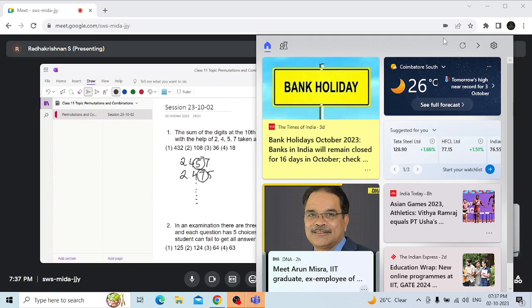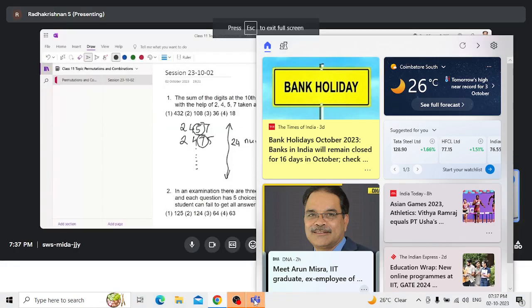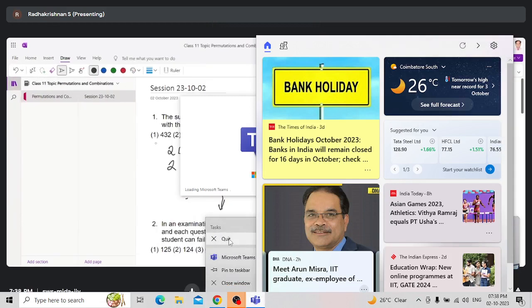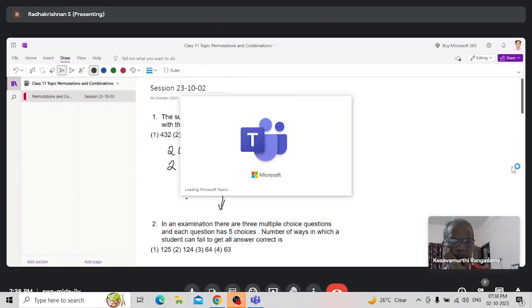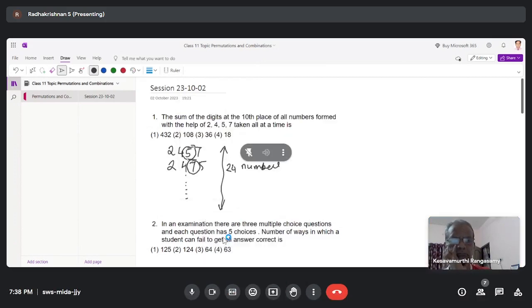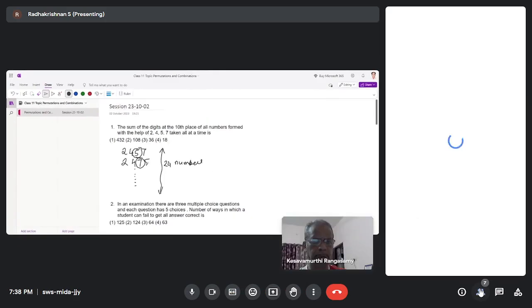So there are going to be 24 numbers in total that can be formed, 4 factorial, right? Because there are 4 digits, they can be placed in these 4 positions. That can be done in 4P4, which is equal to 4 factorial, which is 24. So 24 numbers.